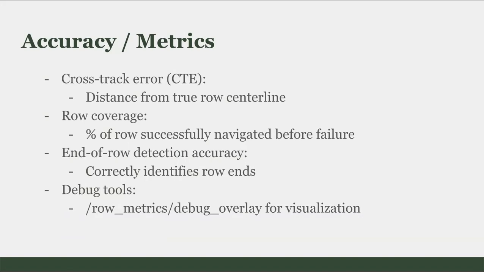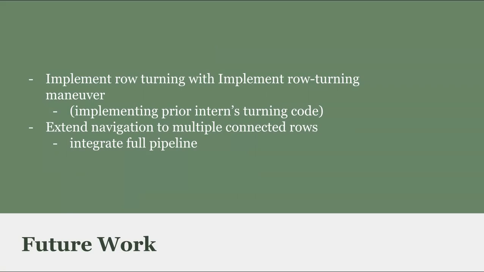And then to evaluate performance, we use several metrics. First is the cross-track error, which measures how far the robot is from the true center line, and then the row coverage, or the percentage of the row successfully navigated before failure, and then the end-of-row detection accuracy to see how reliably the system detects row endings. We also implemented debugging tools like overlays to help visualize these metrics before testing.